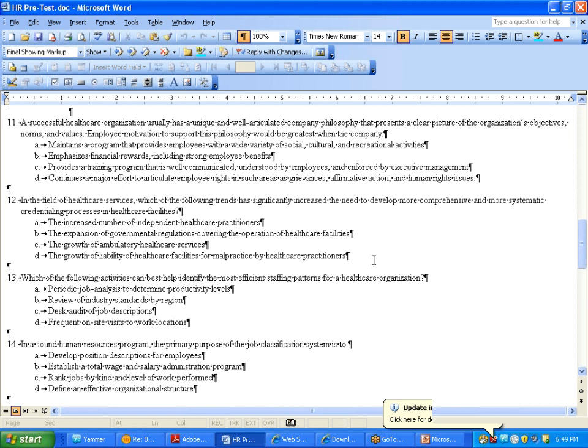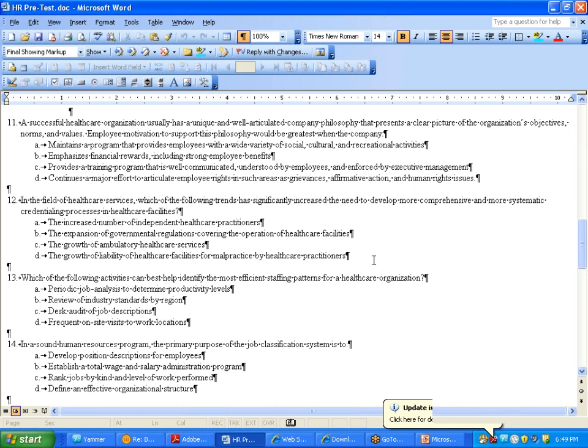I'll take 13. Which of the following activities best help identify the most efficient staffing patterns for a healthcare organization? A, periodic job analysis to determine productivity levels. B, review of industry standards by region. C, desk audit of job descriptions. And D, frequent on-site visits to work locations.